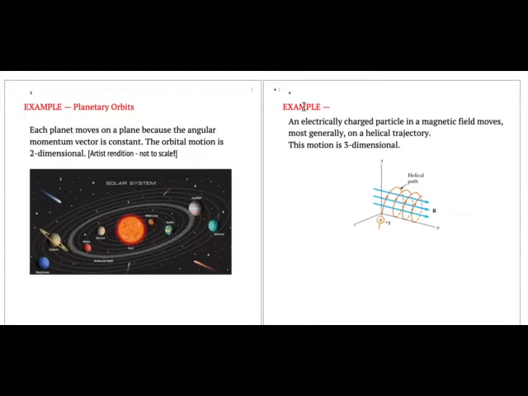An example where the motion is really 3-dimensional would be a charged particle, like an electron, moving in a magnetic field. It turns out that most generally the orbit or the trajectory of the particle will be a helix. And so that's something really 3-dimensional. But that's not for Physics 231. We'll talk about magnetic forces and motion in a magnetic field in Physics 232.